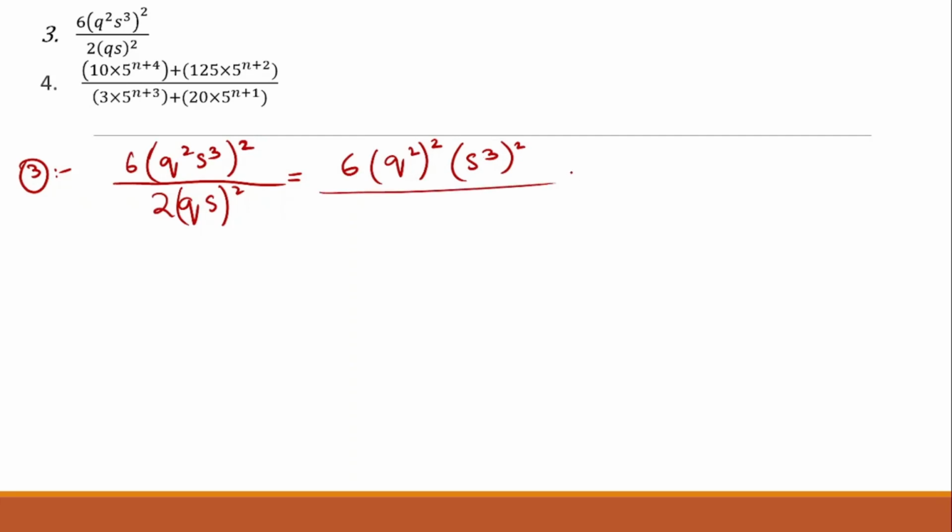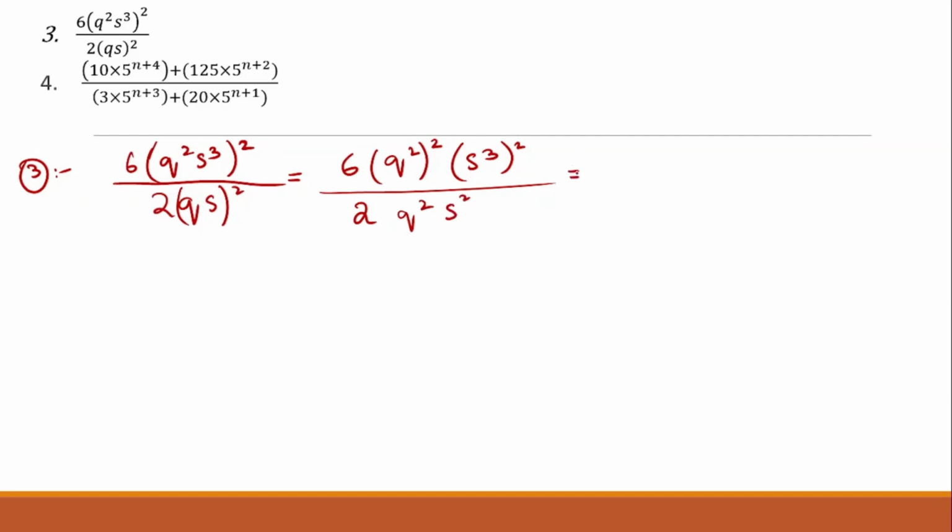When there are two numbers being multiplied with each other, variables or numbers, we can basically split them, individual powers into individual powers. So q square to the power square, s cube to the whole square. Similarly in the denominator we have qs square, okay? So we can write qs to the whole square. So we can write q square and s square, okay?